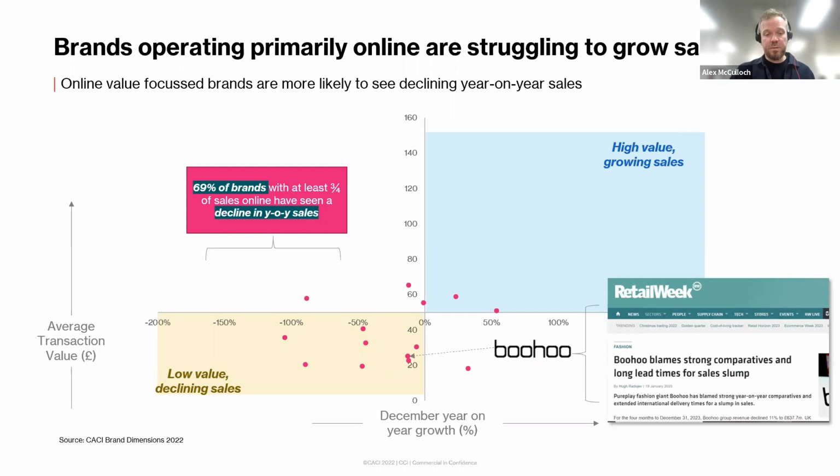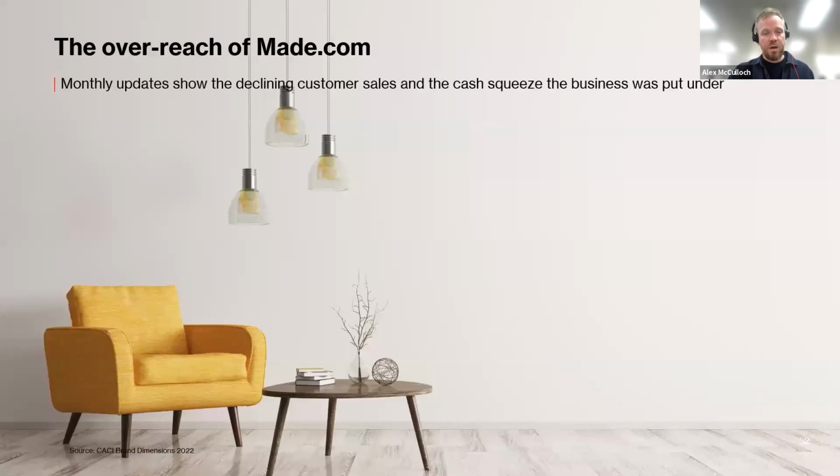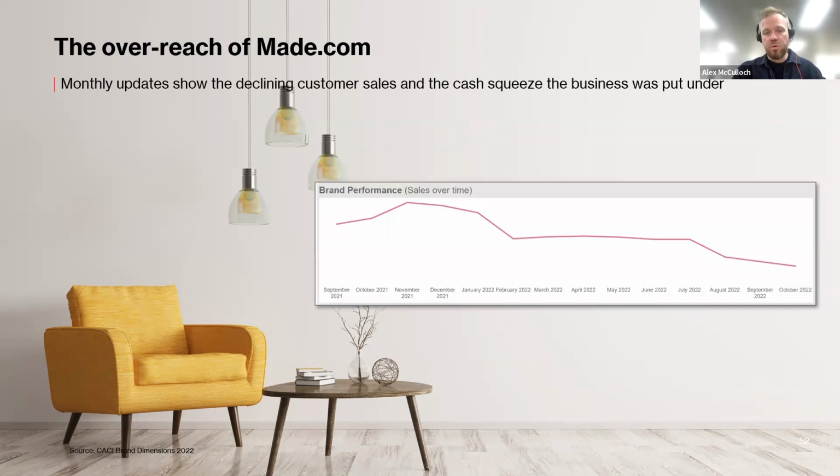And if you're a good operator, you'll have seen this and made plans to mitigate. Which leads us to Made.com, who very publicly went under in October. Now, the writing was on the wall. We can see in their sales that the decline set in last Christmas, with monthly declines right into October when they actually stopped taking orders.